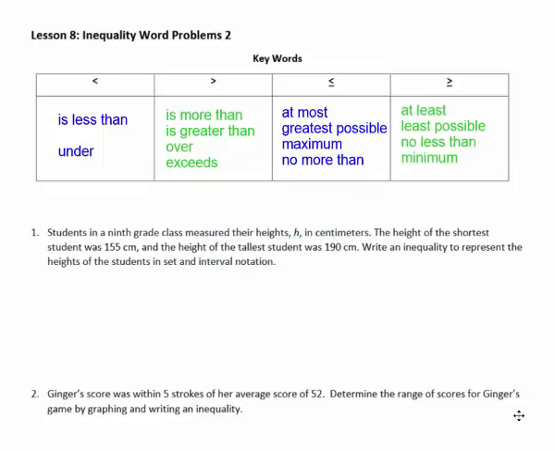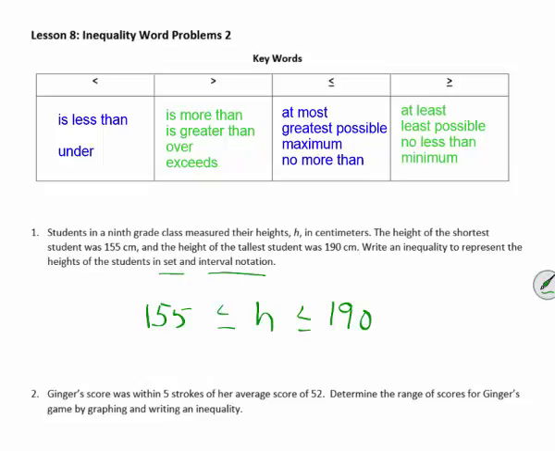So students in a 9th grade class measured their heights. They want us to use h in centimeters. The height of the shortest student was 155 and the height of the tallest was 190. Write an inequality to represent the heights of the students in set and interval notation. So we know then that the heights, there's a range here. We know then that the smallest is 155, the highest is 190, and that means that h is in between them, right? This is going to be a conjunction.